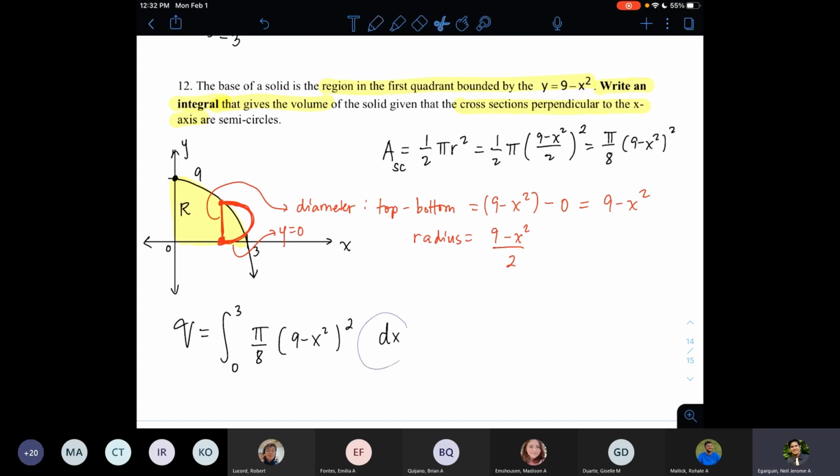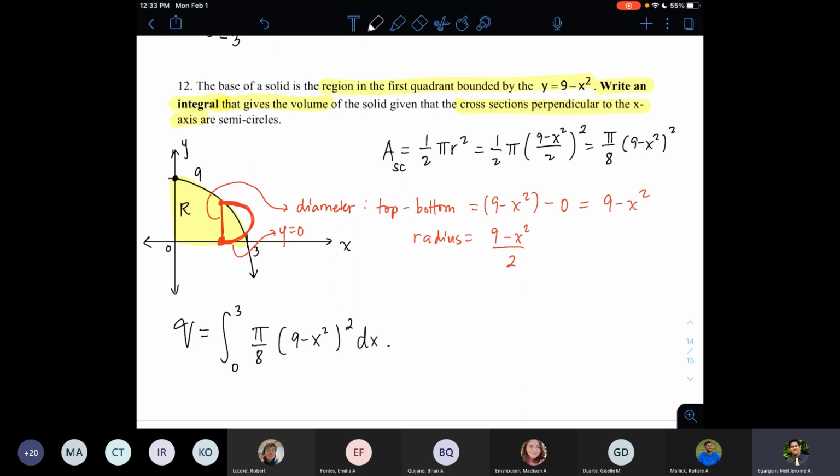And since the problem is just asking for the integral, I don't need to evaluate it. So that's going to be my final answer. And I won't spend time evaluating this integral because the problem is not asking for it.